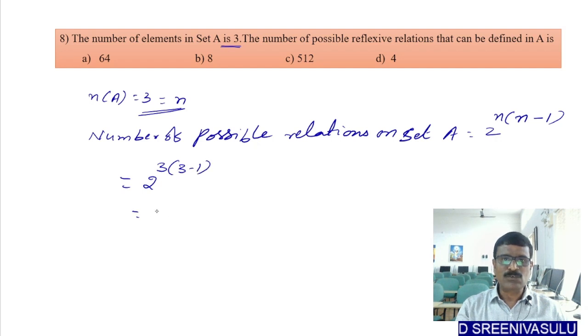This is equal to 2 to the power of 3 into 2, which is 2 power 6. 2 power 6 is equal to 2 cubed into 2 cubed, 8 into 8, 64. So 2 to the power of 6 is equal to 64. Option A is the correct one.